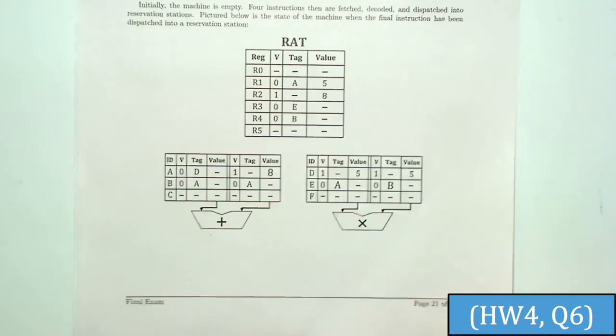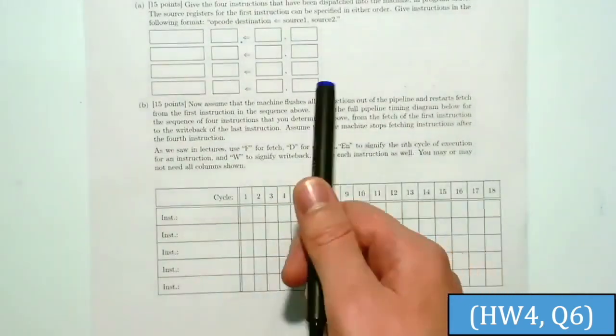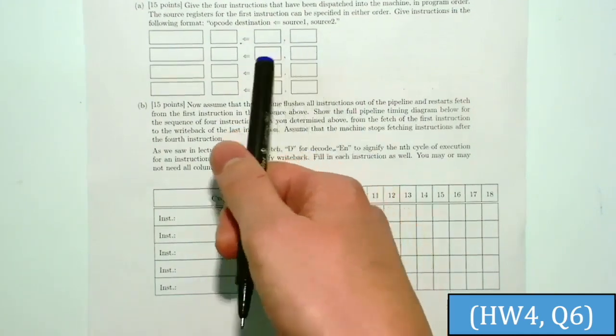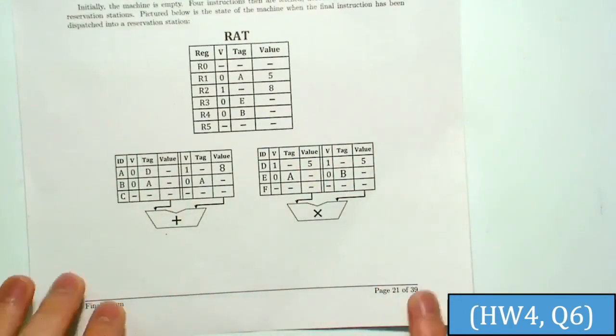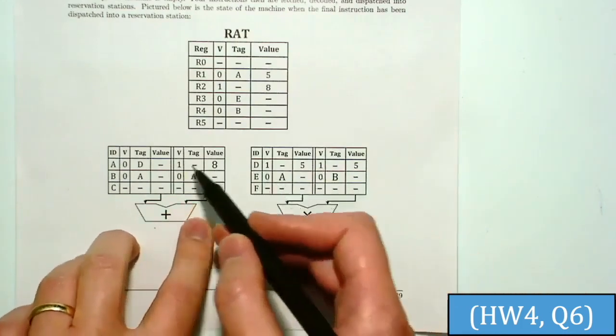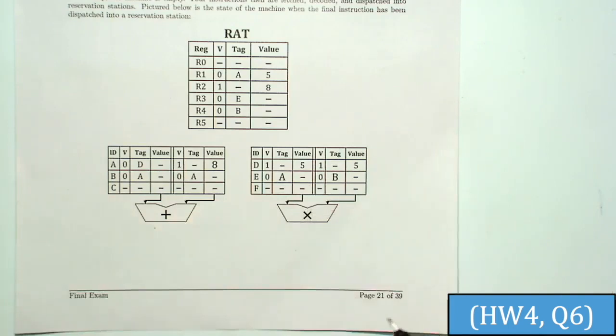And dispatch happens during the decode stage. It's also written here in the question. So the first part is to find out what are those instructions, including the destination register, the type of instruction, and the source operands here, the source registers. I will fill this table here on this side so we can see everything in one place. The first part is very simple, like figuring out what are the instructions. You basically look at those tags over here in the reservation stations, and usually there's a dependency which helps you figure out which instruction comes first and which comes after.